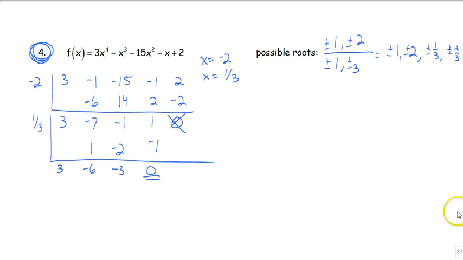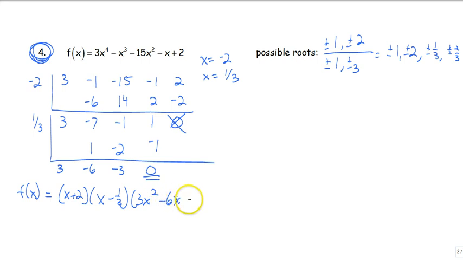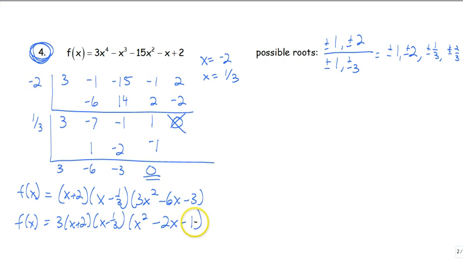So here's what happened. My final function has the factors x plus 2, x minus 1/3, and 3x squared minus 6x minus 3. Again, we don't like it in this form because we have a 3 in here but nothing in there. We want to take this 3 out. And when you do that, you're left with this. And then multiply it into the one with the fraction because we don't like to see the fraction.